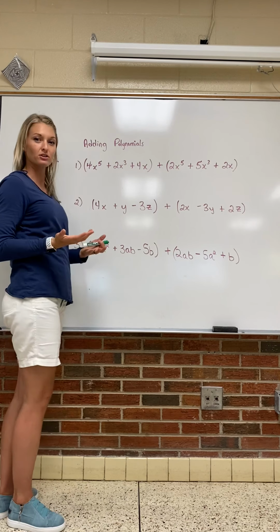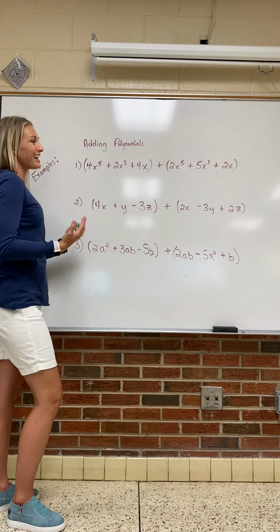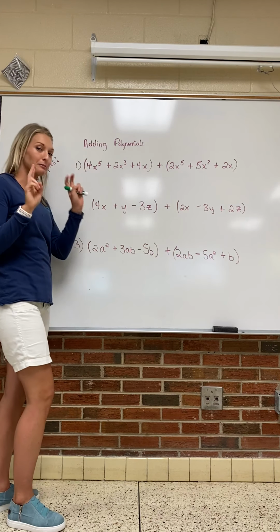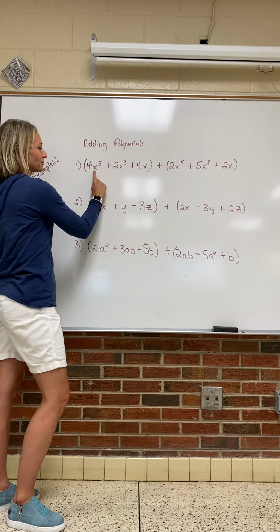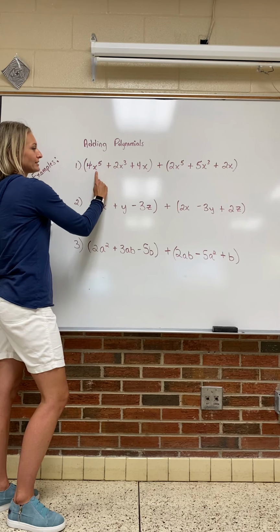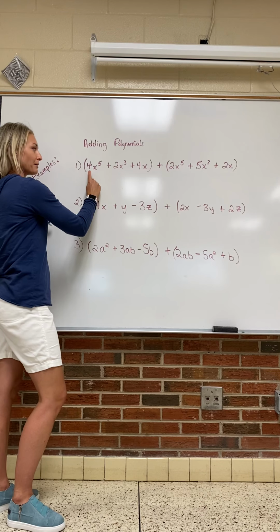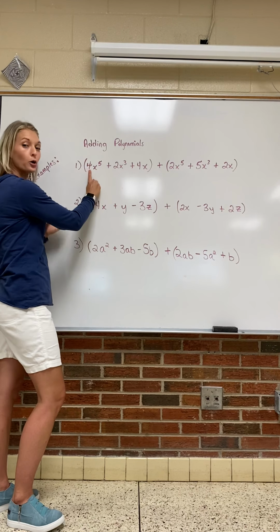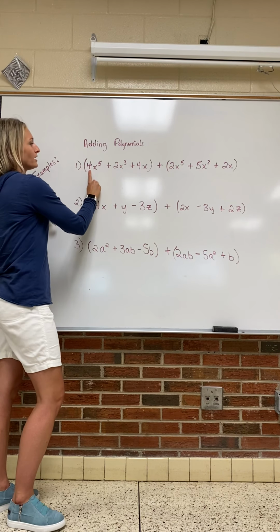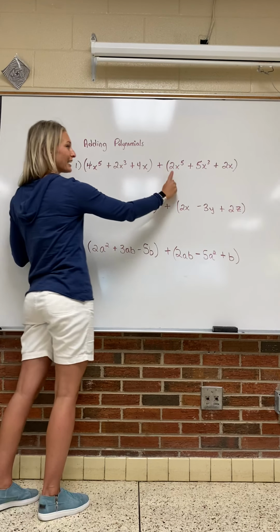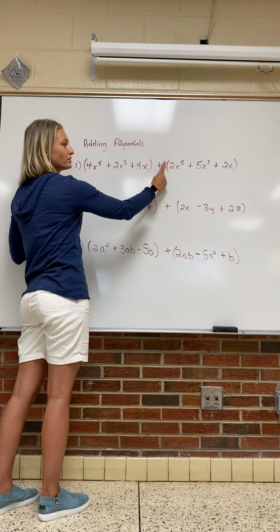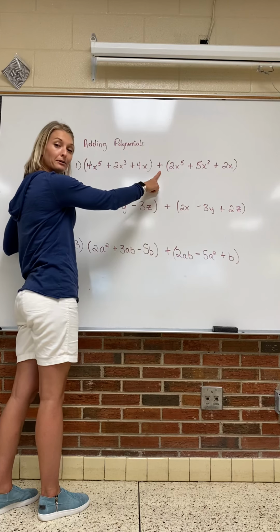So what we had talked about before is like terms are the ones that have the same last name. So the last name of this term right here is x to the fifth. The first name is whatever the number is, or the coefficient that's in front of it. So you're going to find the like terms and you're going to add them, okay?